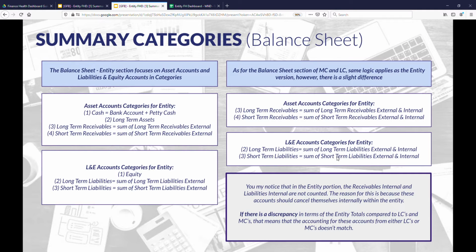Similar application for the balance sheet as well. There is cash, long-term assets, long-term and short-term receivables, and then liabilities and equity has equity, long-term and short-term liabilities. But for entity, they're all external. For MC and LC, there are also internal accounts. These internal accounts are not counted in the entity, because these internal would act as if they are receivable or liability just between the MC and the LCs, because LC can have a liability towards MC or vice versa, etc. So again, if there's a discrepancy, then you should take a look into some of the accounting.